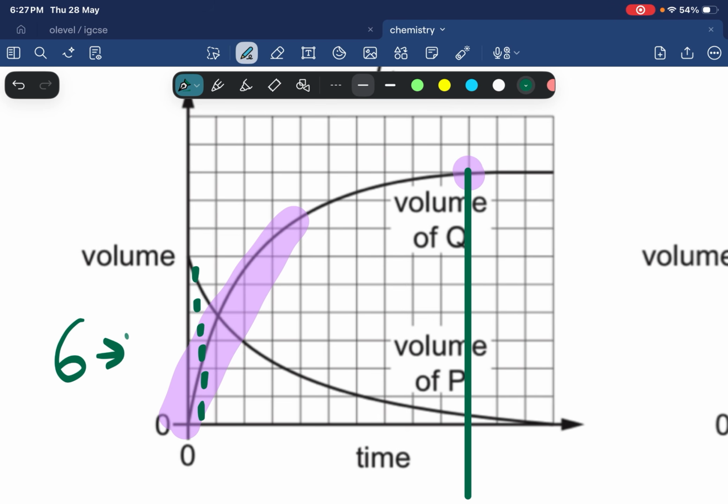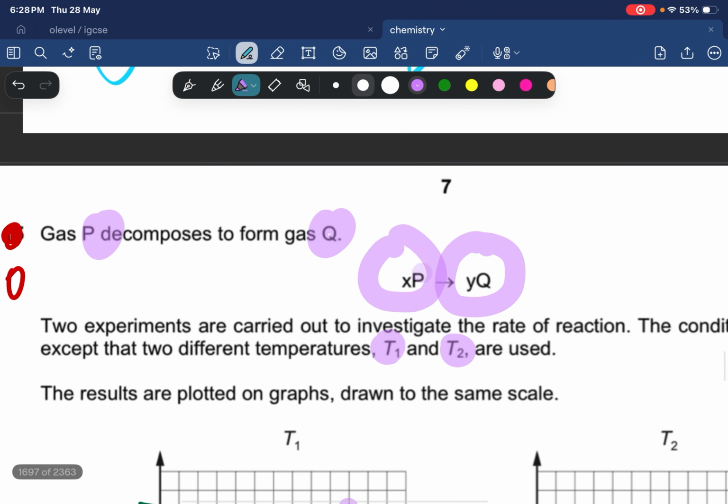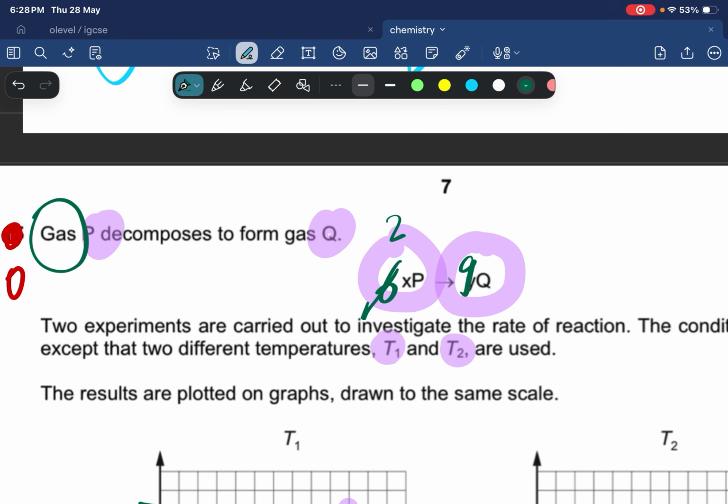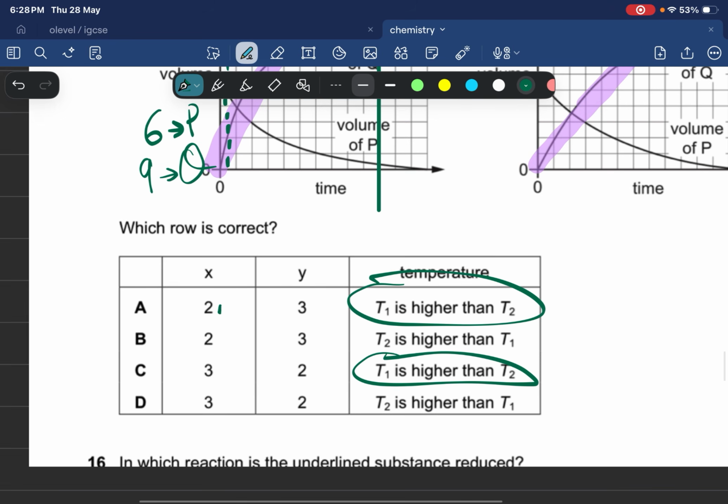We have 6 boxes of P, and then how many boxes of Q are we forming? For Q, we're forming 6, 7, 8, 9. We're forming 9 boxes of Q. So we have 6 boxes of P. Since it's gas, the volume ratio equals the moles, and 6 and 9 is 2 times, 3 times. X equals 2, Y equals 3.